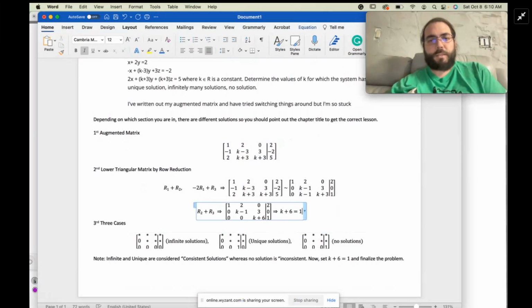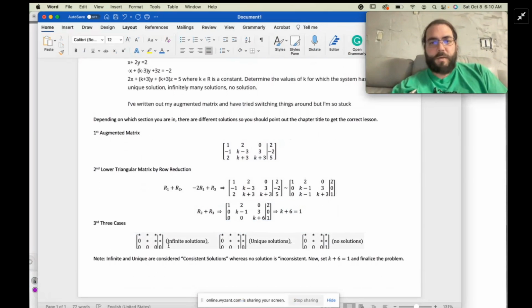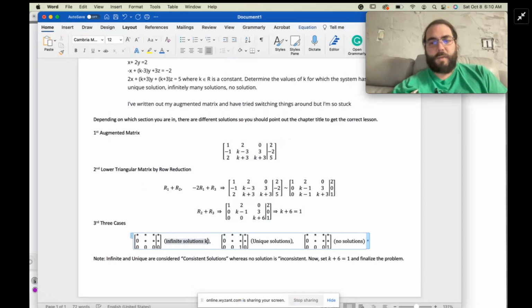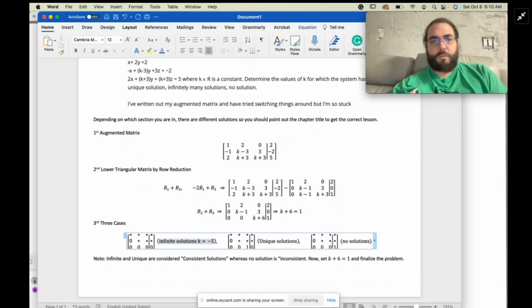So what satisfies all of that? For these cases here, if it's infinite solutions, then we need to have 1 equal to 1, because then you have 1 minus 1 is 0, 0. So when k is equal to -5, you have infinite solutions. And then for a unique solution, k can be anything except for -5 and -6.